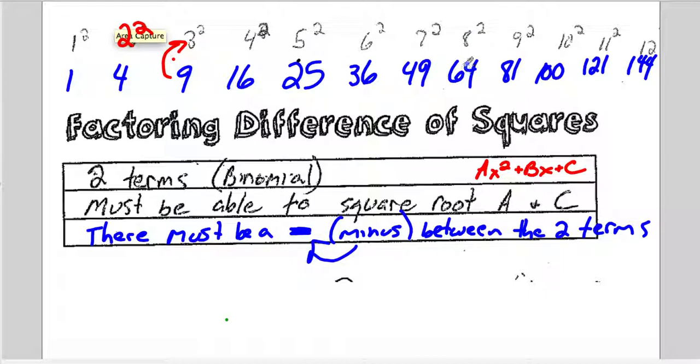Do you know that the square root of 64 is 8? That would be helpful because 8 squared is 64. Now the square root of 64 is also negative 8 because negative 8 times negative 8 is 64. But we're going to keep things positive today.